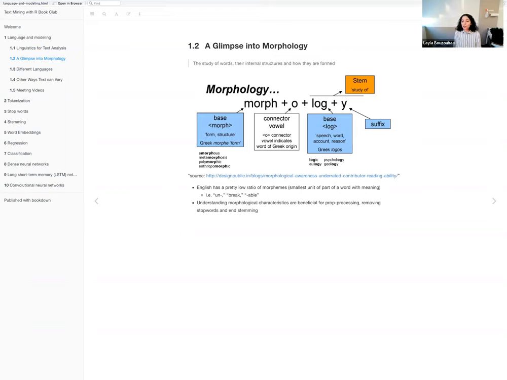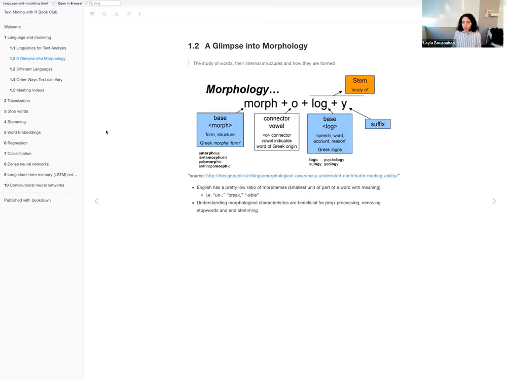And this is literally the morphology of the word morphology. I found this image, and you basically take the word and break it down into its components. You have morph, which is your base, meaning form or structure, from the Greek word morph. You have a connector, which is a vowel, which indicates a word of Greek origin. You have your base, loge, which means speech, word, account, reason, from the Greek word logos. I don't know if I'm saying that correctly. And then you have your suffix y, but this logy, the stem, means the study of, as we know it.